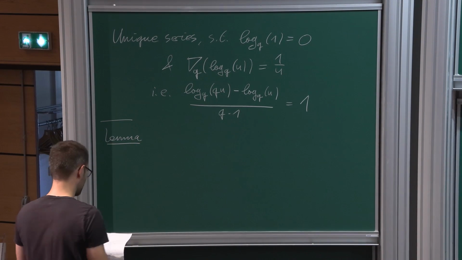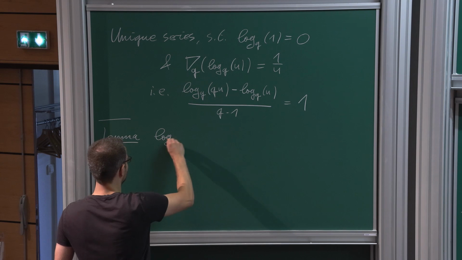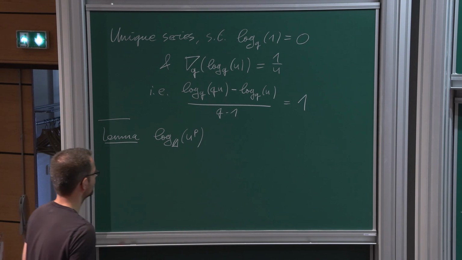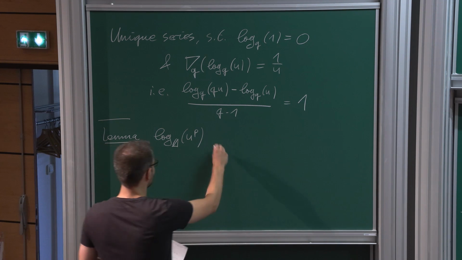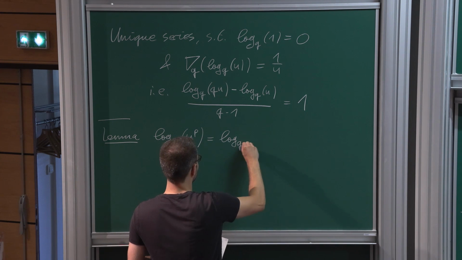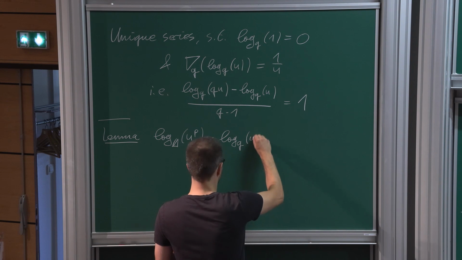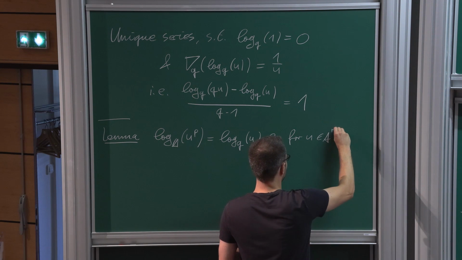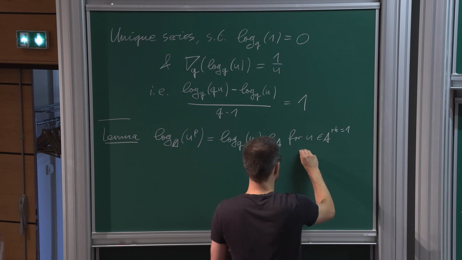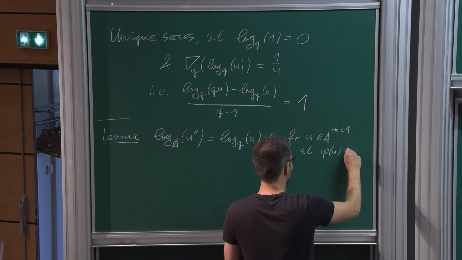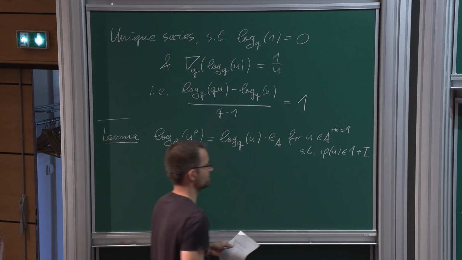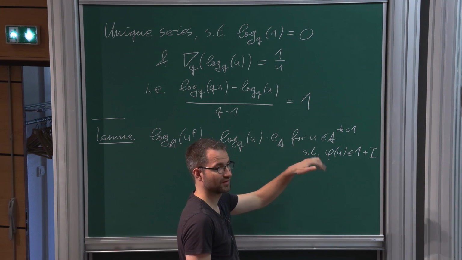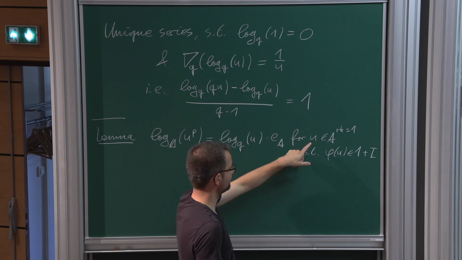And then the relation to the prismatic logarithm is as follows. So the prismatic logarithm evaluated on some U to the P is equal to the Q logarithm of U, for some element U inside A, which is of rank 1, such that phi of U is an element in 1 plus I. So note that here I'm not assuming that U lies in this group 1 plus I and then rank 1 elements, but I take this different condition.